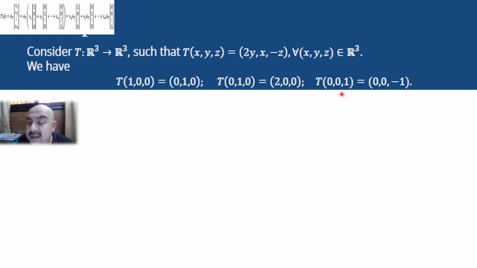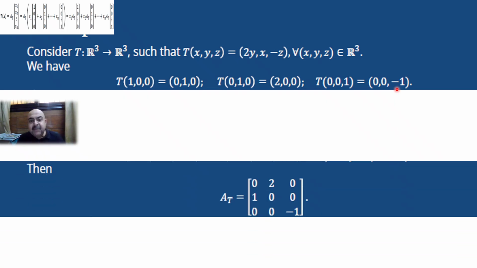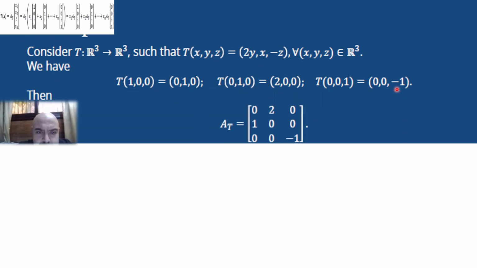Coming to the last column, I will use 0, 0, 1, and I will do exactly the same, substituting in this transform with x equal to 0, y equal to 0, z equal to 1. This is what we get. So simply, that's the linear transformation matrix that we spoke about.